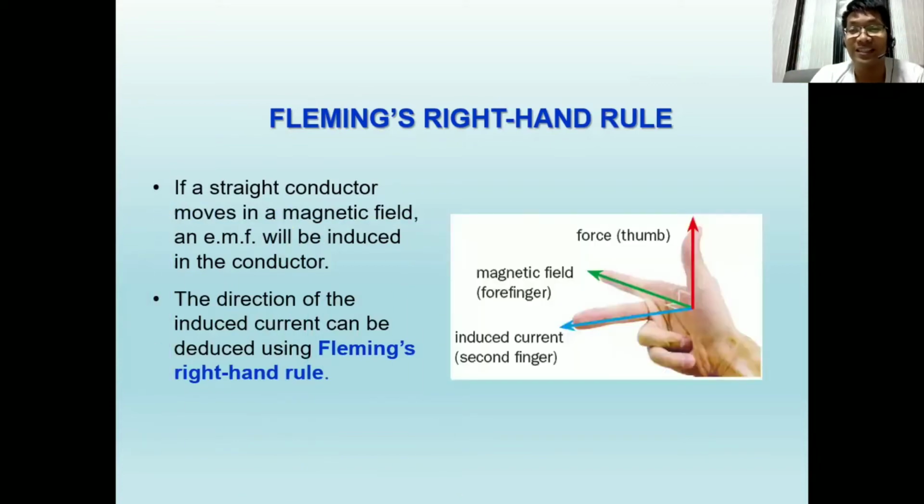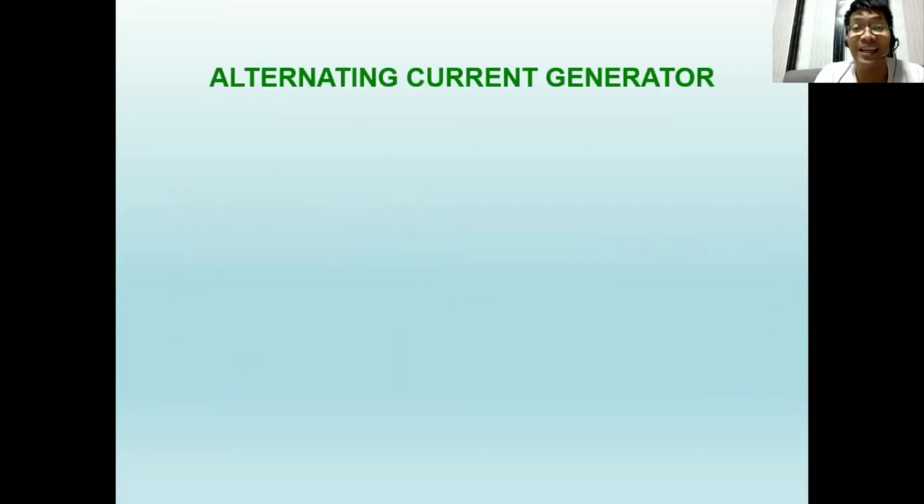And it looks like this. Same with Fleming's left-hand rule, we will use three fingers, but this time in our right hand. The thumb still represents the force or the direction of the movement. Then our pointing finger or forefinger represents the magnetic field. And lastly, our middle finger determines the direction of the induced current. This Fleming's right-hand rule is applied in the alternating current generator, also known as the AC generator.